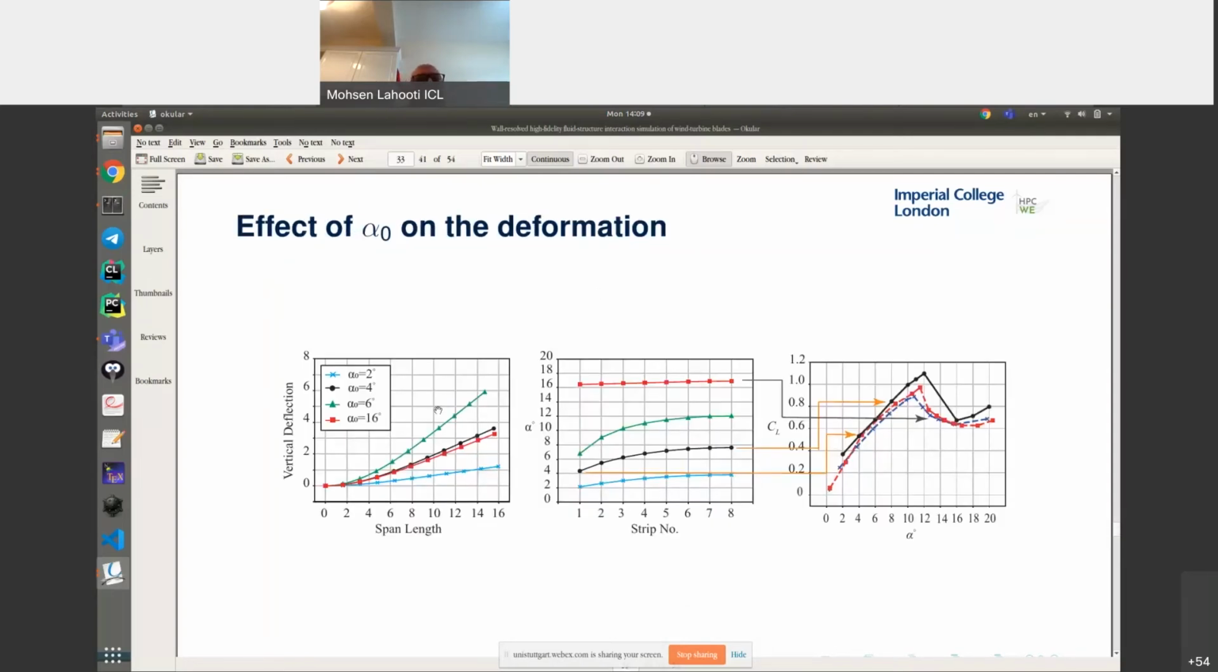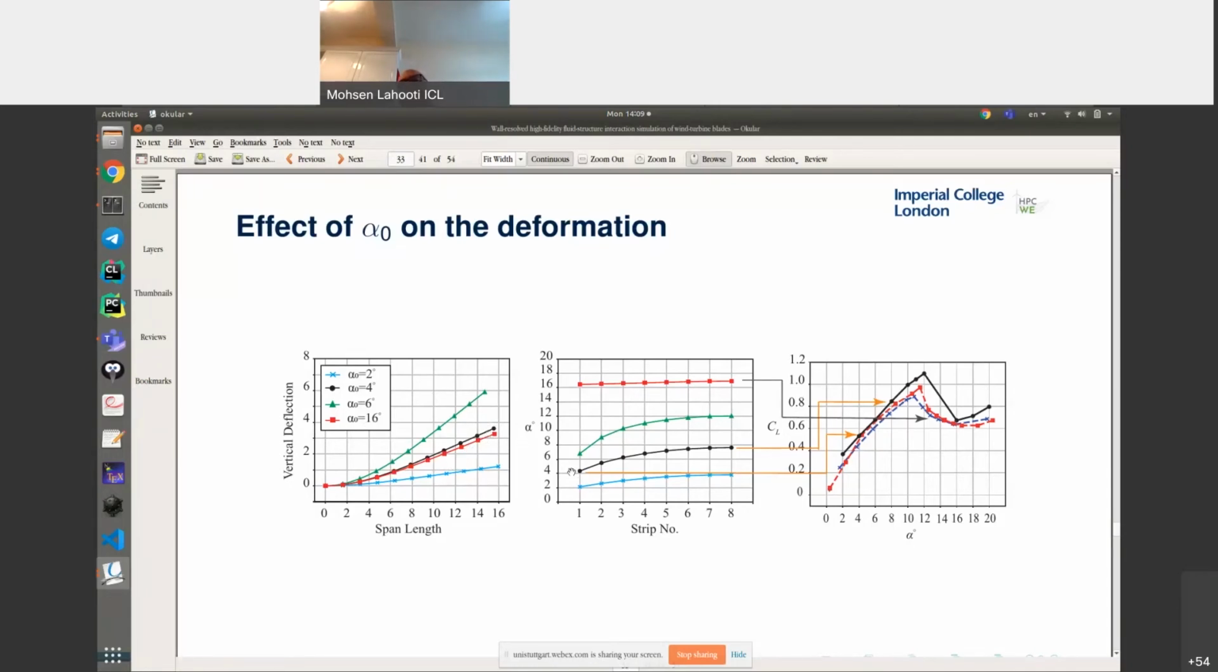Finally, for this part, we tested various angles of attack. As you can see, as we increase the angle of attack from 2 to 4 to 6 degrees, the deformation of the wing increases as the angle of attack increases. However, when we tested this for angle of attack 16, the red line, we can see that we get a similar deformation as angle of attack 4.